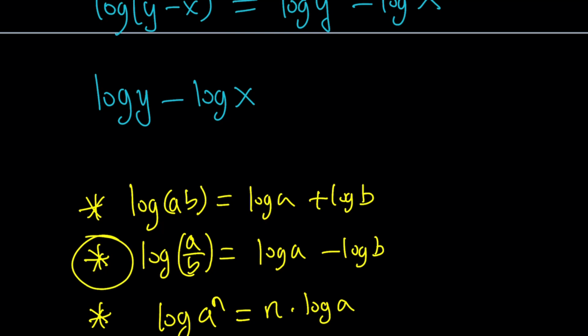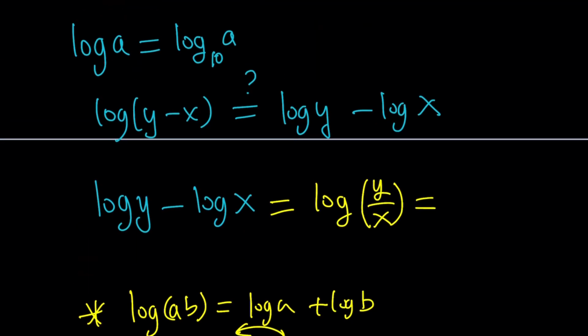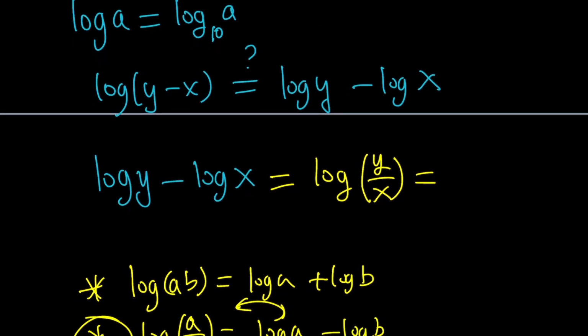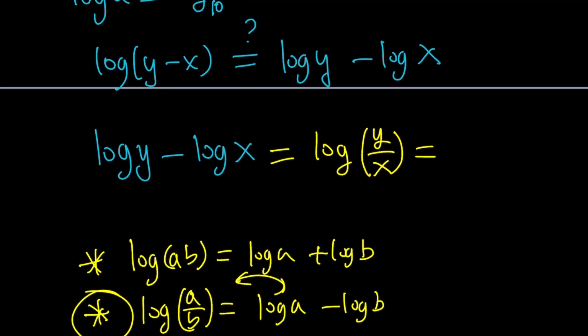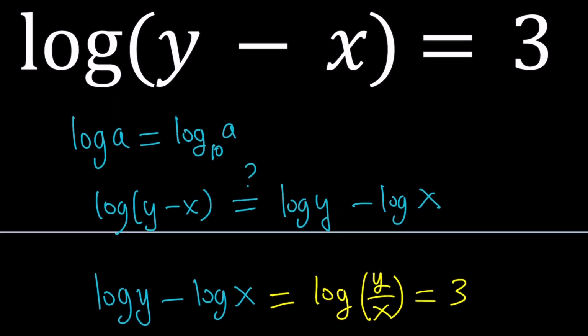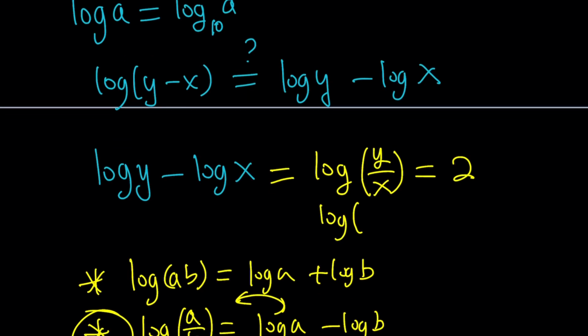So we have the difference, and of course these properties work both ways. So we can write log y minus log x as log of y over x. And then of course we're given that log y minus log x is equal to... well, actually that's not true. It's supposed to equal 2. So log (y over x) is equal to 2. And now we also know that log (y minus x) is equal to 3. So now this is our new system.